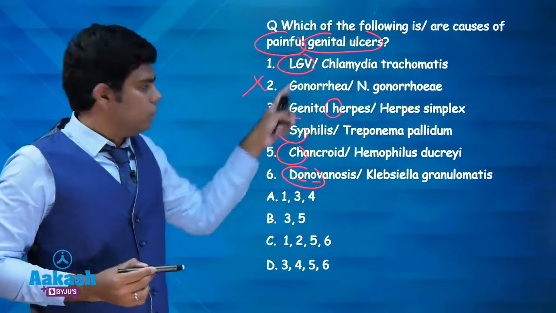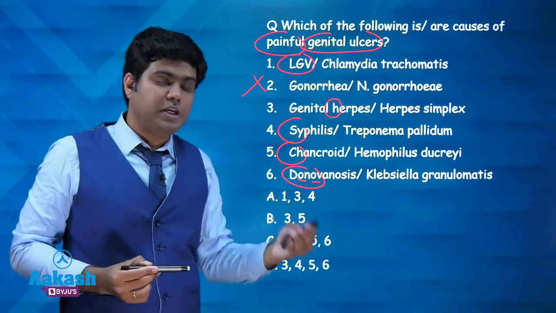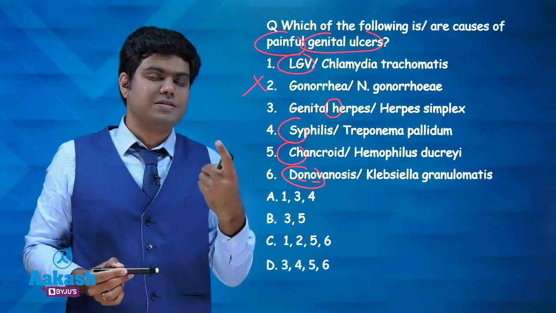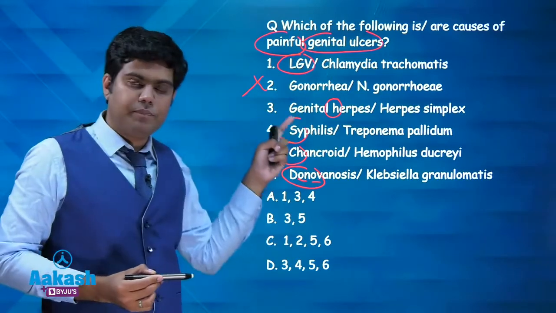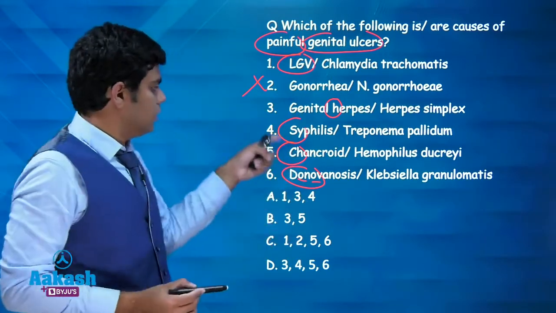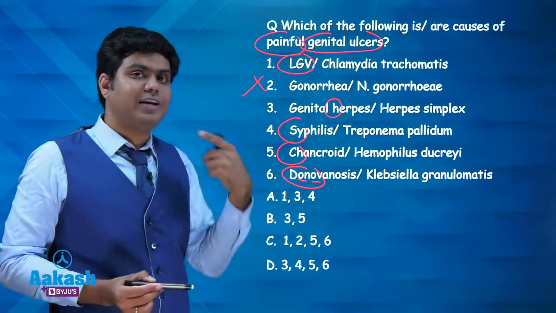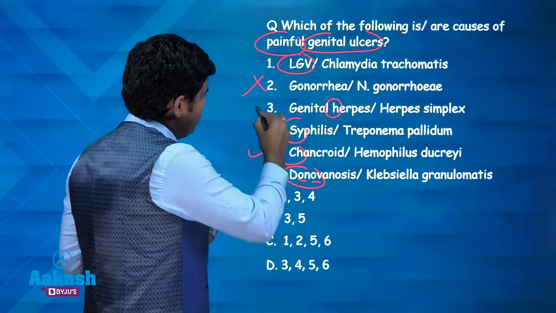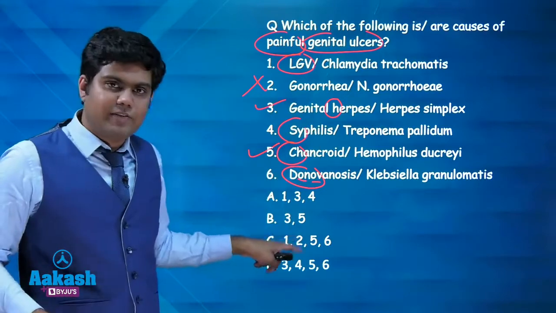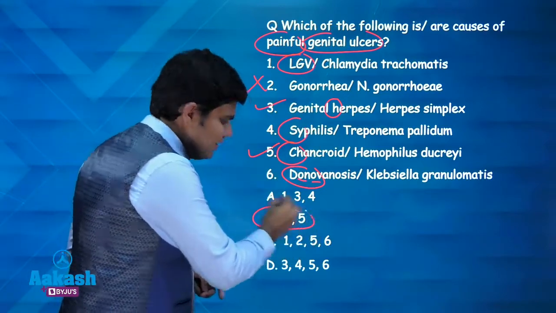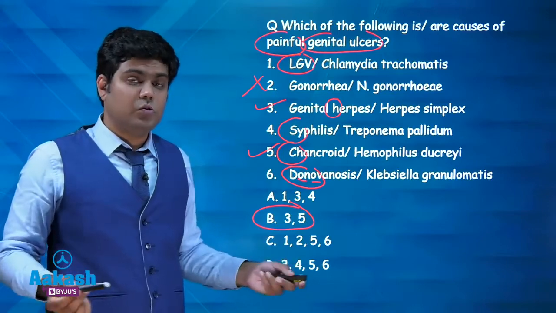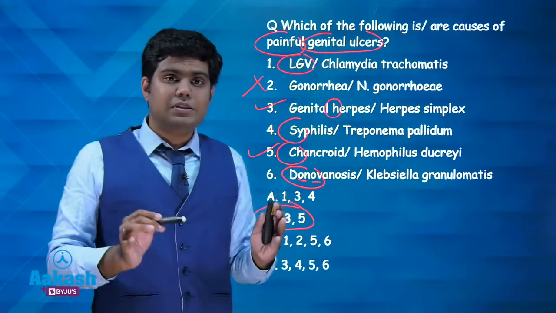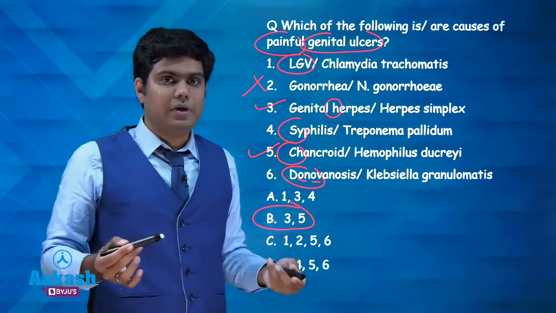Now out of this, which can cause painful genital ulcer? Remember the mnemonic, herpes, pissed off because of pain, and the second was chancroid cries. So number 5 and number 3. So 3 and 5, option B. Isn't it simple now, right? So apply these mnemonics. Please make a mnemonic book and revise it multiple times before exam.